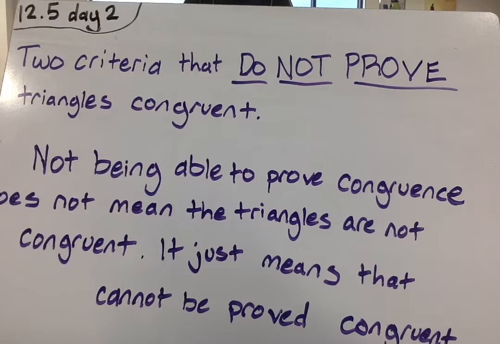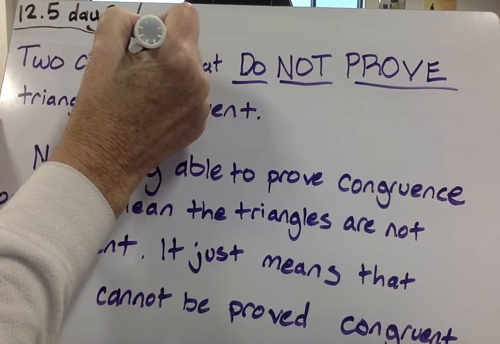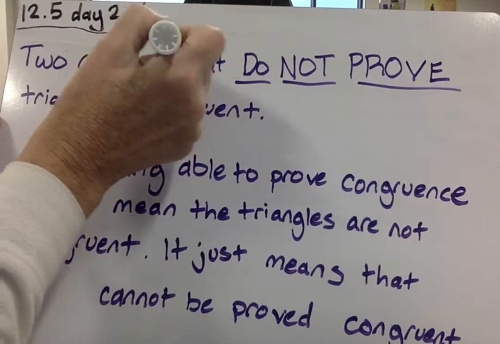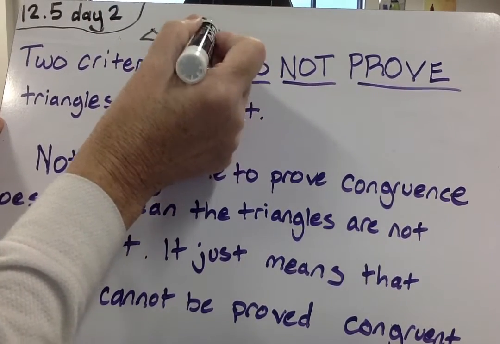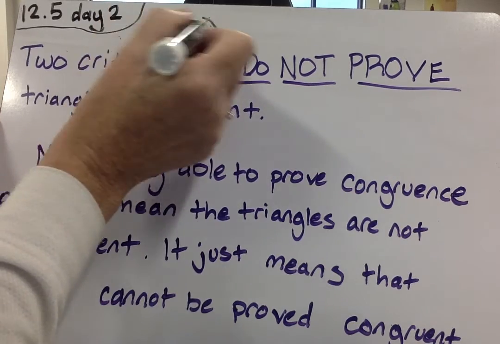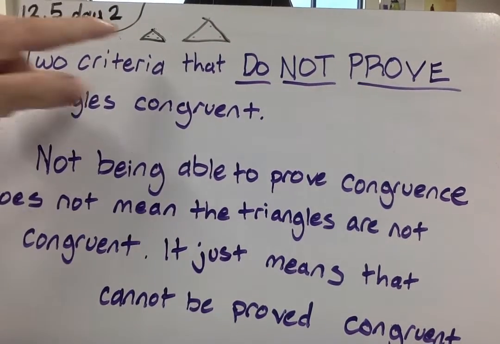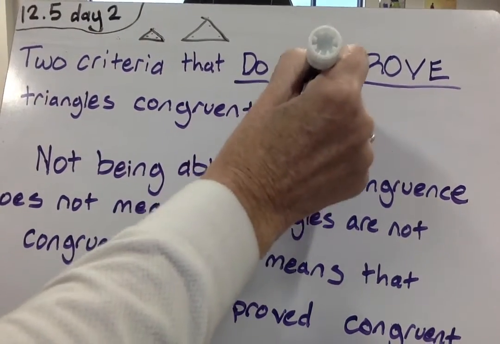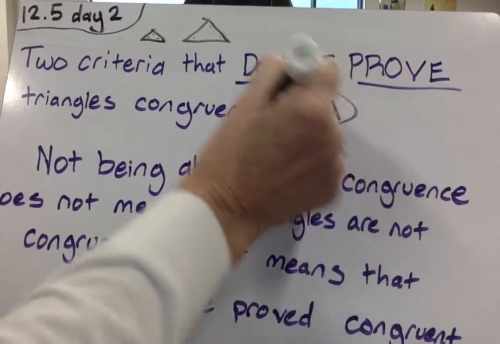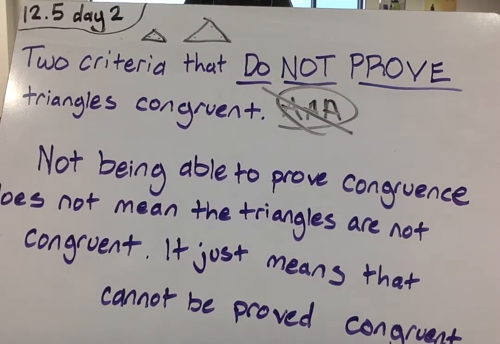In other words, if I have two triangles, say this one's an equilateral triangle and this one's an equilateral triangle, we could say that all of these angles are congruent at 60 degrees. But is this triangle congruent to that triangle? No, it is not. So that does not prove congruence. So if you see angle, angle, angle, that does not prove that the triangles are congruent, okay? They could be, but you can't prove that they are.